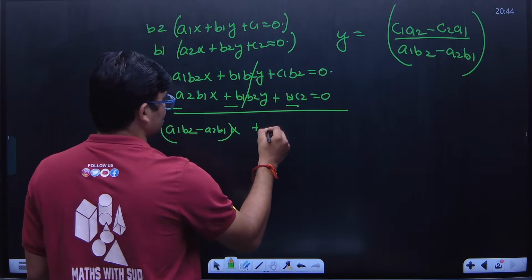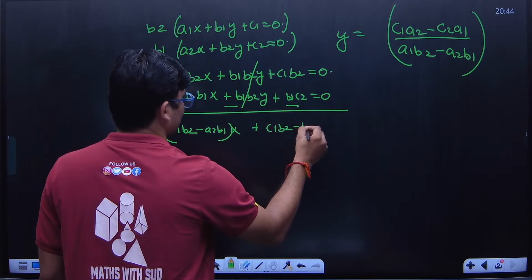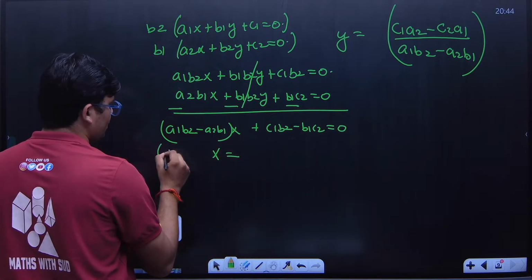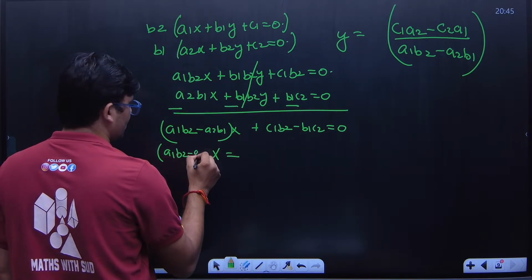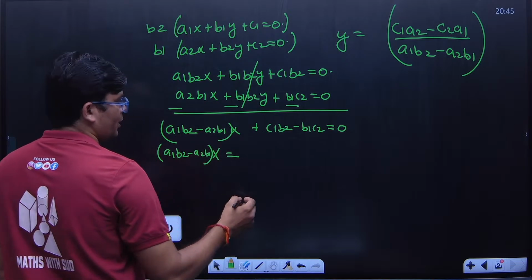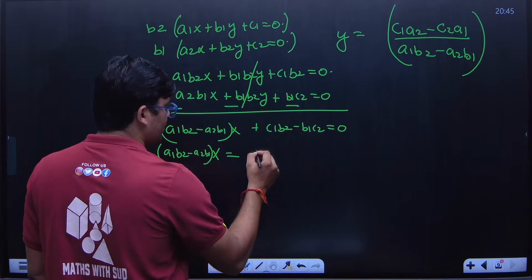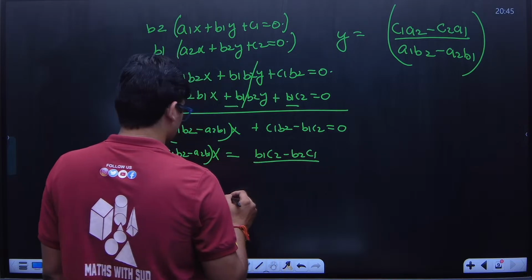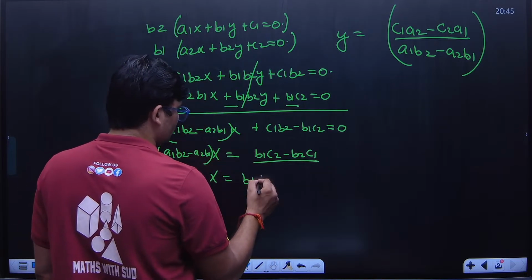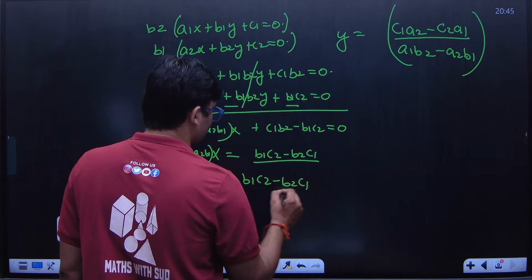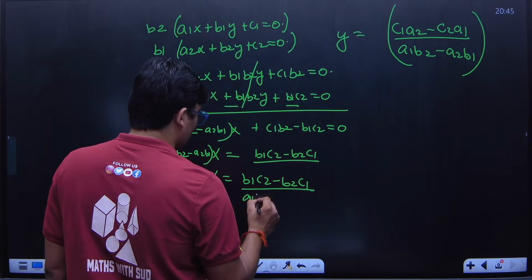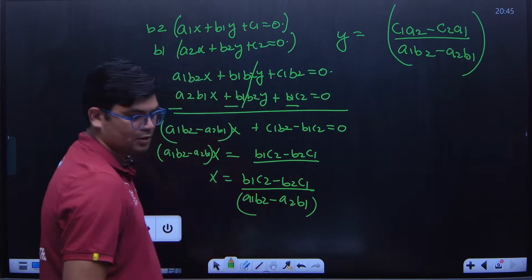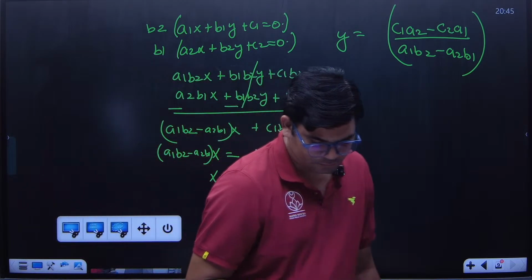And here you will have c1 b2 minus b1 c2 is equal to 0. So a1 b2 minus a2 b1 times x, and when I take this on the other side, it becomes b1 c2 minus b2 c1. So x will be equal to b1 c2 minus b2 c1 divided by a1 b2 minus a2 b1. Understood? Yes.